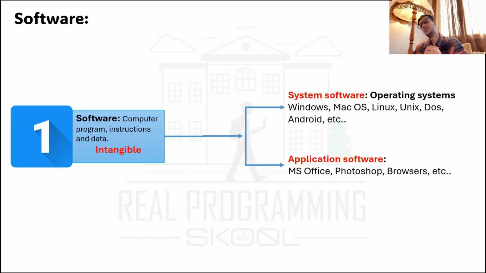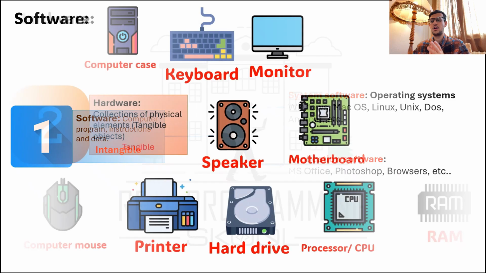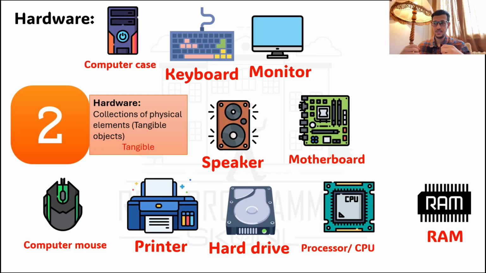And hardware components are a collection of physical elements, tangible objects, anything you can touch. Like what? Like computer cases, keyboard, monitor, speaker, motherboard, CPU, hard drive, printer, computer mouse, RAM. All of these things are hardware.